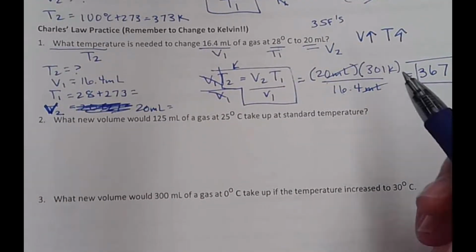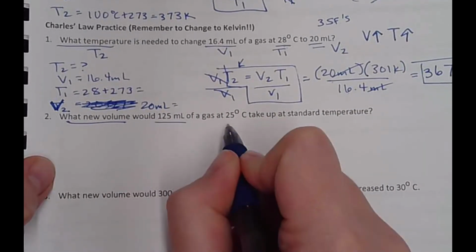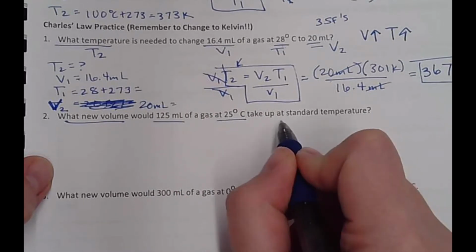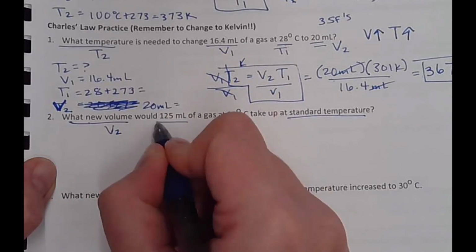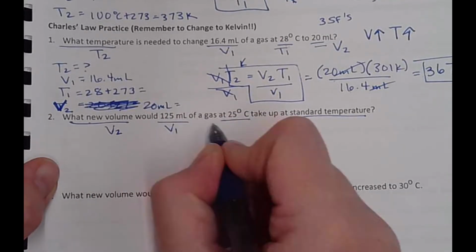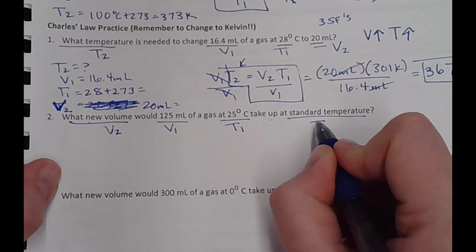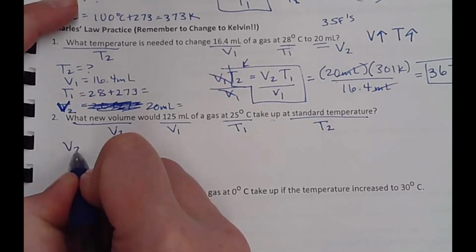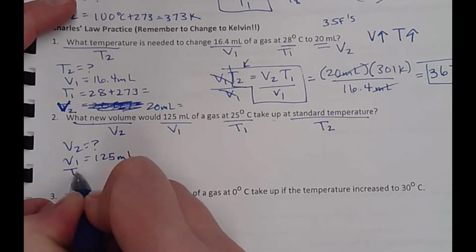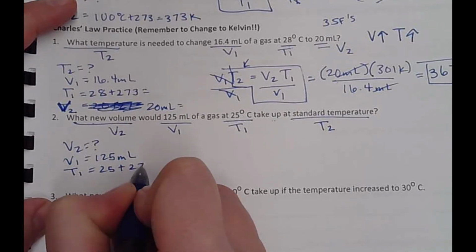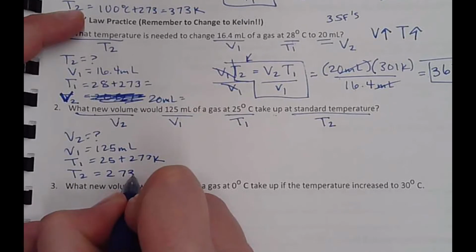Let's see. It says, what new volume would 125 milliliters of a gas at 25 degrees Celsius take up at standard temperature? So I'm looking for a new volume, so that's V2. It's at this volume of 125 and at this temperature, and so I'm going up to standard temperature. So V2 is my question mark. V1 is 125 milliliters. Temperature 1 is 25 plus 273. And temperature 2 is actually lower, it's going down to 273.